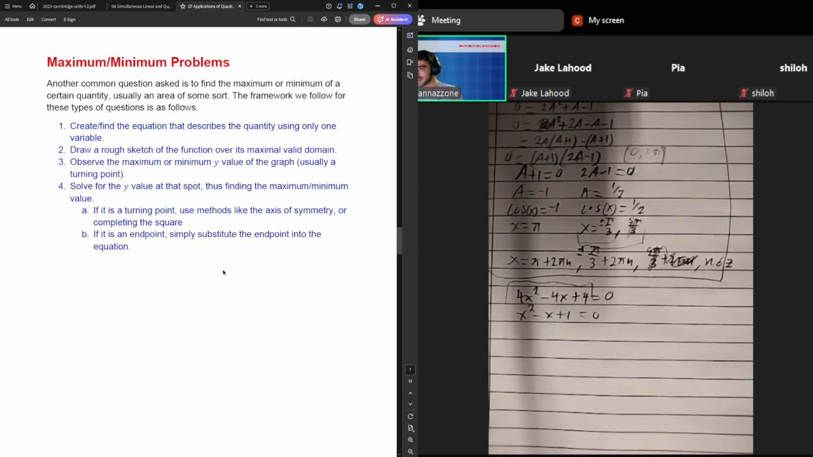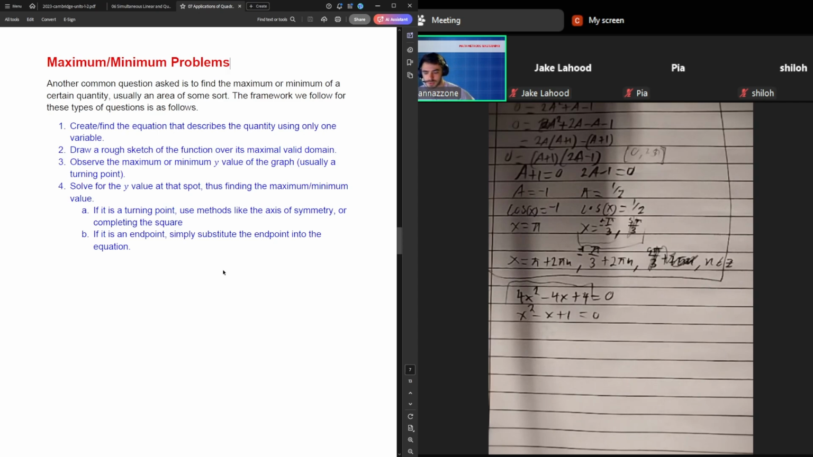Finally, we look at maximum/minimum problems. So this is where you're trying to find either the maximum or the minimum of a certain quantity. Now this goes beyond just solving quadratics. This is also applicable to polynomials of other kinds, and it even goes to circular functions. Sometimes you do end up doing maximums of circular functions.